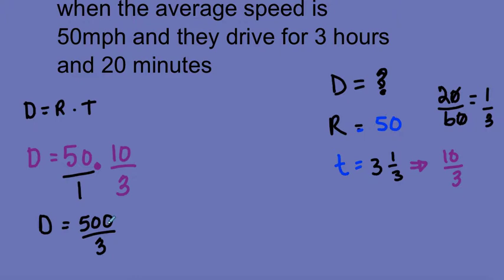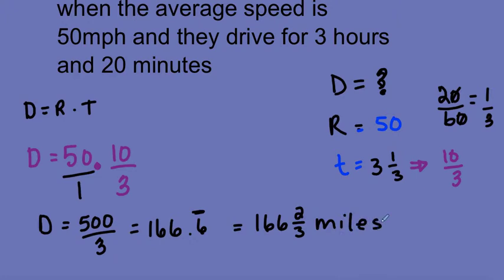It's okay that it's a decimal. We still can use it. Decimals still relate to numbers for me. So I'm going to do 500 divided by 3, and I get 166.6 repeating, which I know is 6, which is 2/3. So 166 and 2/3 miles. That's how far I've gone.